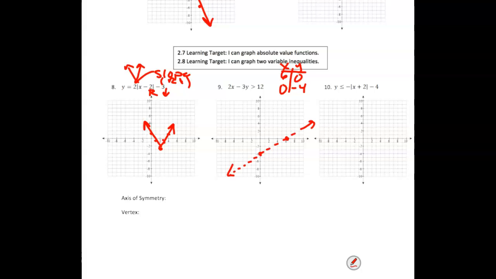Make sure you have arrows on the ends of all this. And then this one does involve shading. When it's in standard form, the easiest way to check which side to shade is to test a point. I'm going to test the origin. If I put zeros in for x and y, do I get a true statement? Is 0 bigger than 12? No. That means the origin doesn't work. It means all the points on that side aren't going to work. So we would shade everything on the other side.